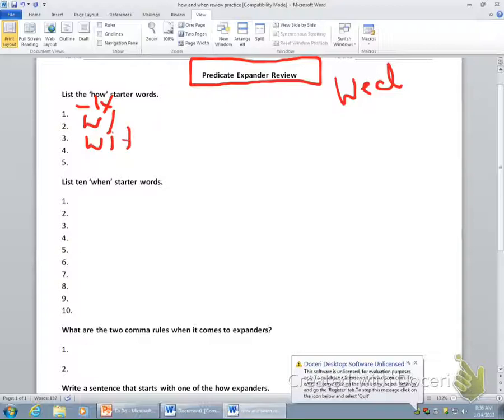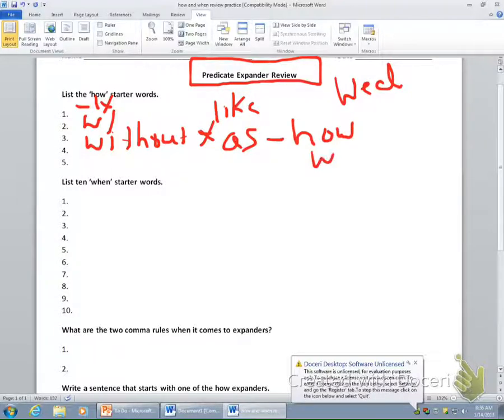So ly, with, without, like, and as. Which one can be a little tricky sometimes? Yes, as can be a little tricky because this can count as a how expander, but it can also count as a when expander. All right, so circle the ones that you didn't know. The second part says list 10 when starter words.